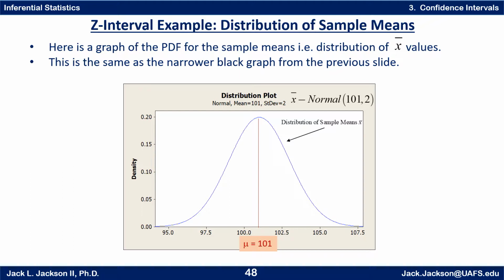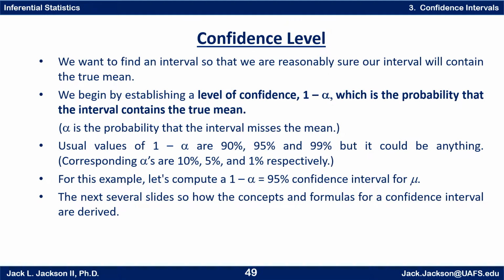So here's the graph of the PDF for the sample means, the distribution of sample means, i.e. the distribution of the X-bar values. This is the same as the narrower black graph from the previous slide. So to construct a confidence interval, we want to find an interval so that we are reasonably sure that our interval will contain the true mean.